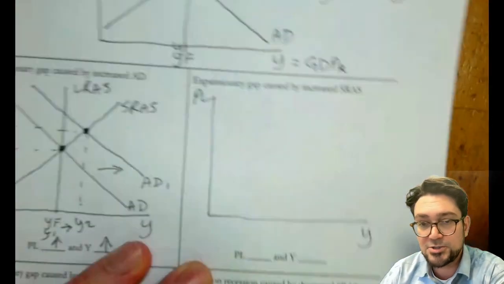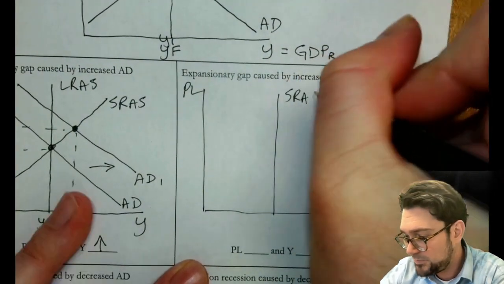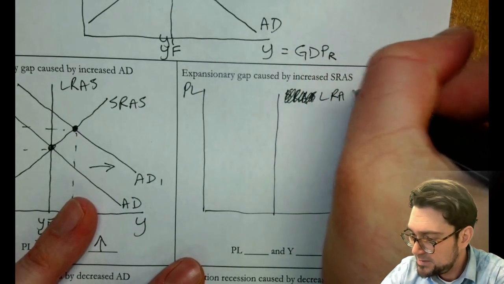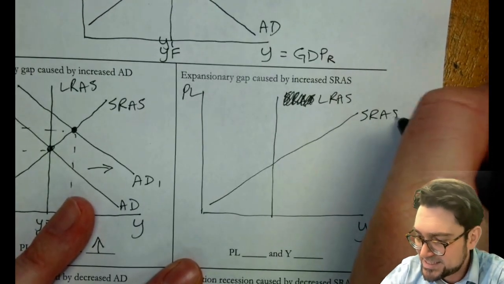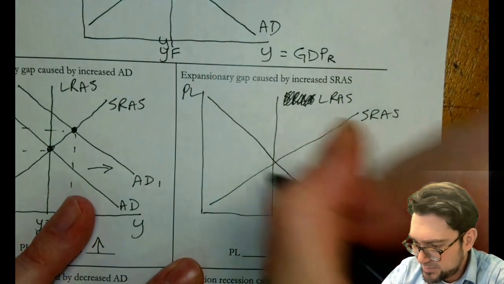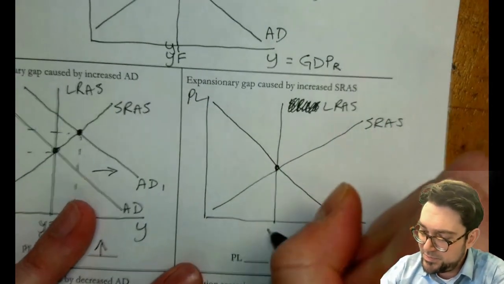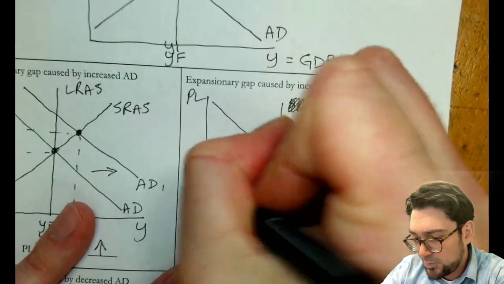Now, an expansionary gap caused by more SRAS would look very similar, but again, for this one, it's just going to be a larger amount of SRAS. So we first start in equilibrium with LRAS, SRAS and aggregate demand. You know how to do this. You've been doing it for a little bit. And again, I'm kind of missing it each time, but we're getting close. Now, this is going to be YF and PL1.